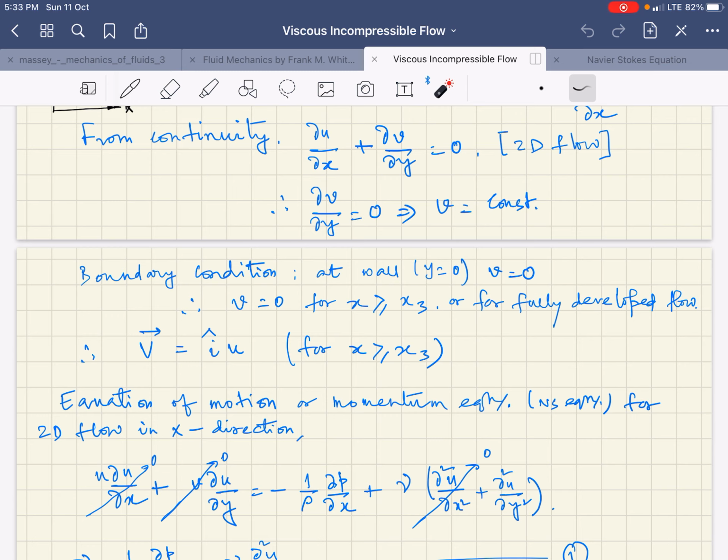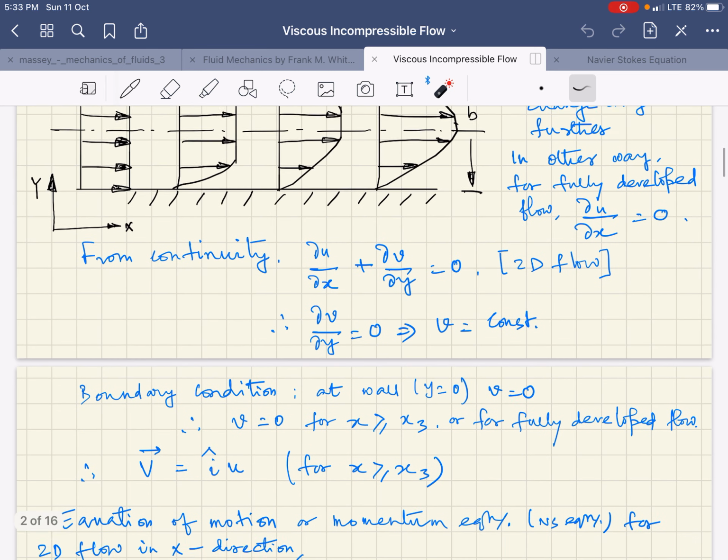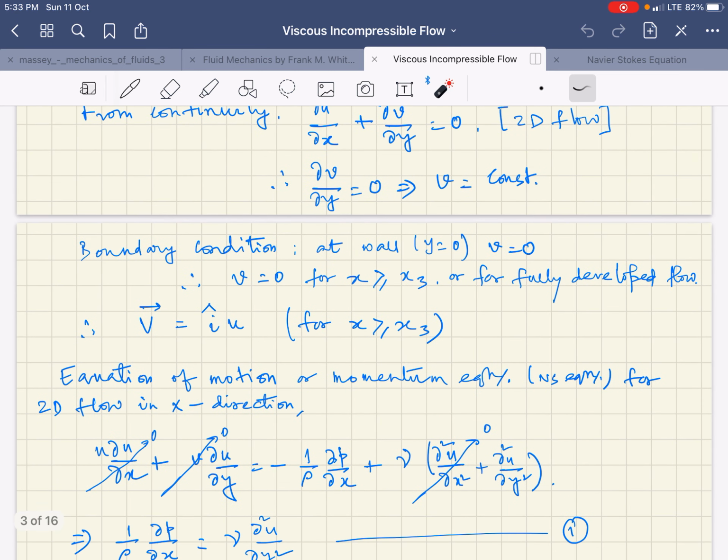So at the wall, that is at the two plates, at y equals 0, we have v equals 0. If at y equals 0, v equals 0, and you have del v del y equals 0, we can say that v equals 0 for any y, as it is not changing with y. Thereby for x greater than or equal to x3, that means in the fully developed region, we have the velocity vector defined as V equals i cap u in vectorial notation.